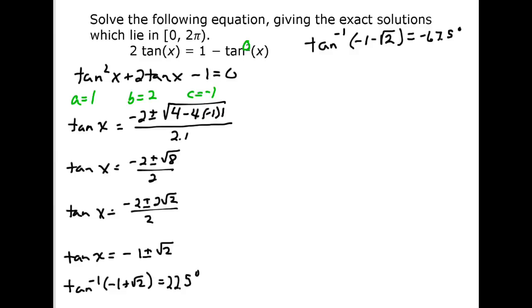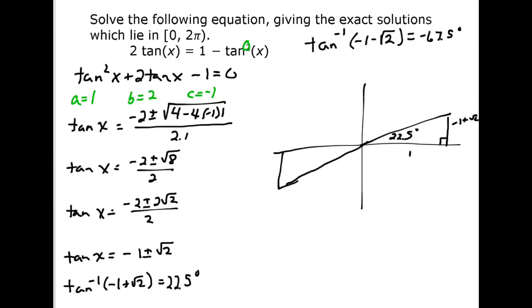So let's take a look at these angles. So 22.5 degrees. So our opposite over adjacent there is negative 1 plus the square root of 2 over 1. And now we need another angle where tangent is positive and has the same tangent value. So tangent is also positive in the third quadrant. So we'll have a 22.5 degree reference angle there, and opposite over adjacent will be negative 1 plus the square root of 2 over 1.